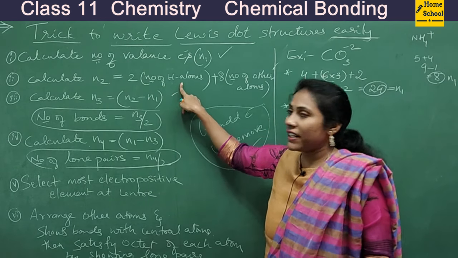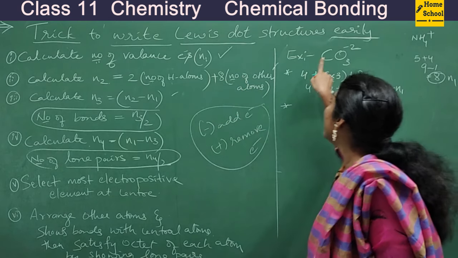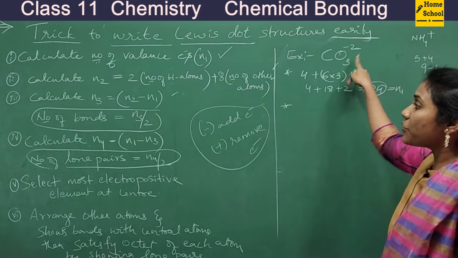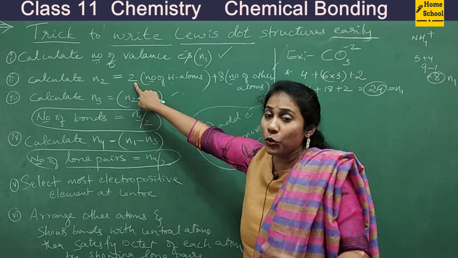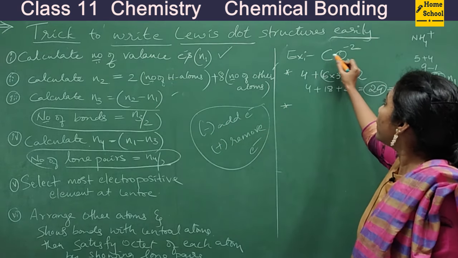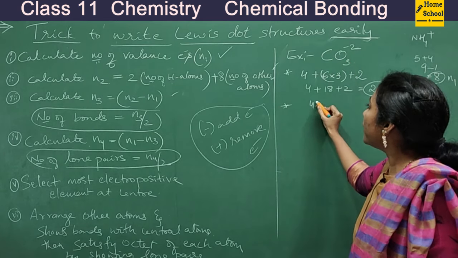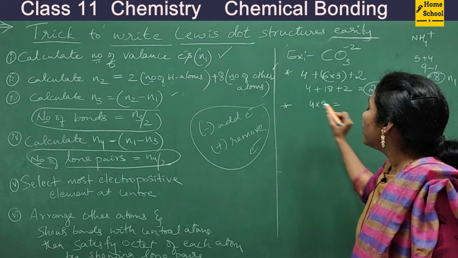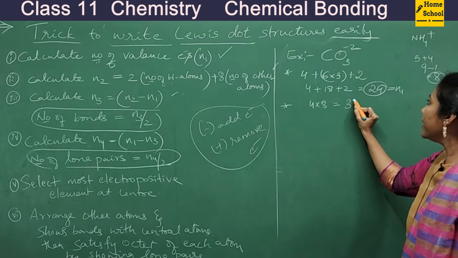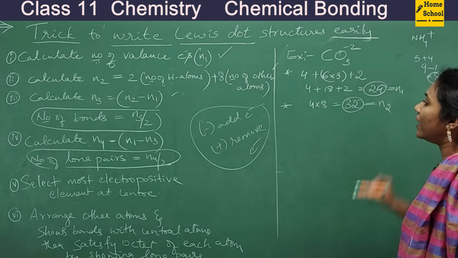How do you calculate N2? 2 into number of hydrogen atoms, if hydrogen is there, plus 8 into number of other atoms. See, here you don't have any hydrogen, so you are not supposed to do 2 into. Okay, so forget about this. Other than hydrogen, you have 4, right? 3 plus 1, 4. So 4 into 8 you have to do. So 8 4s are 32, isn't it? So 32 is your N2 value.